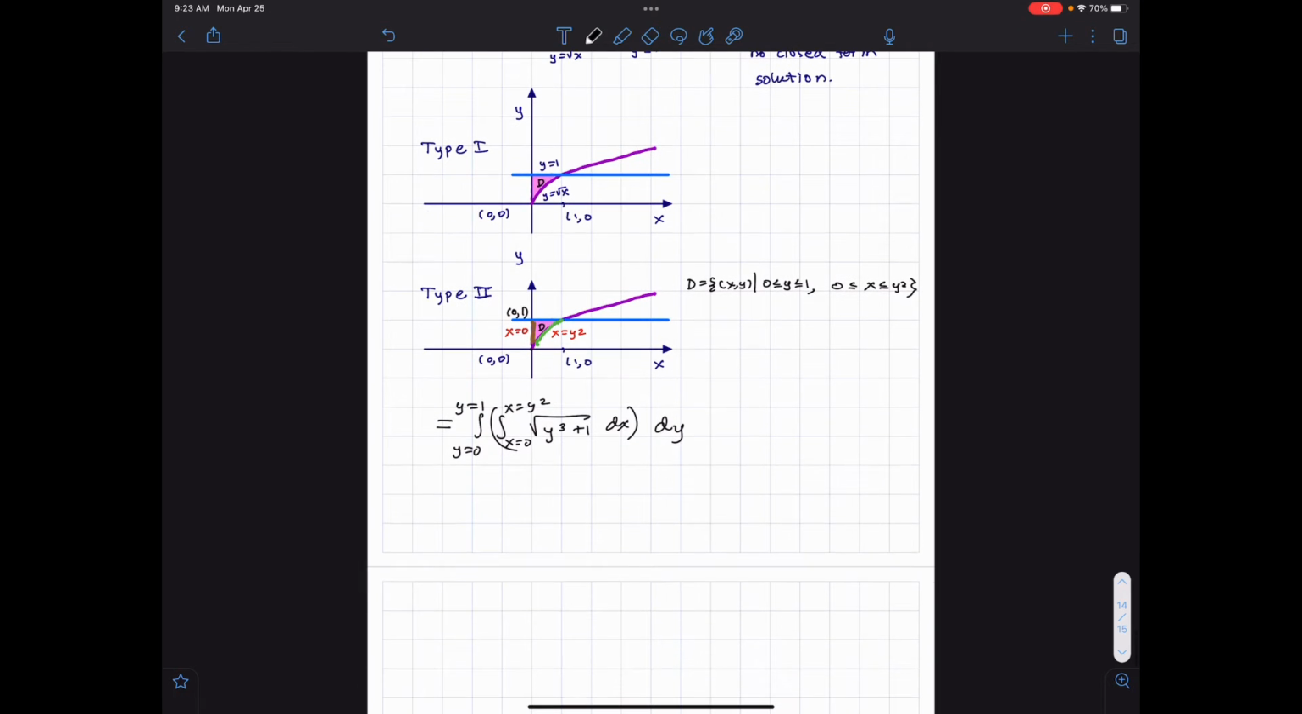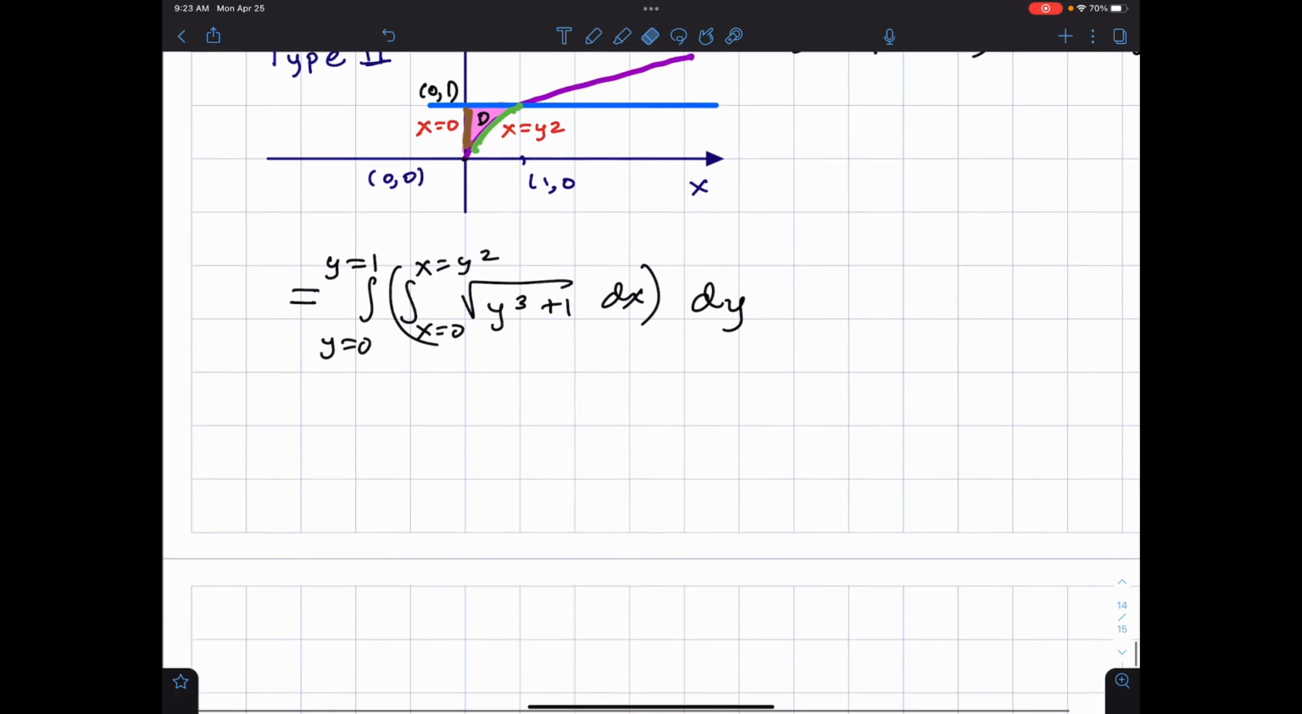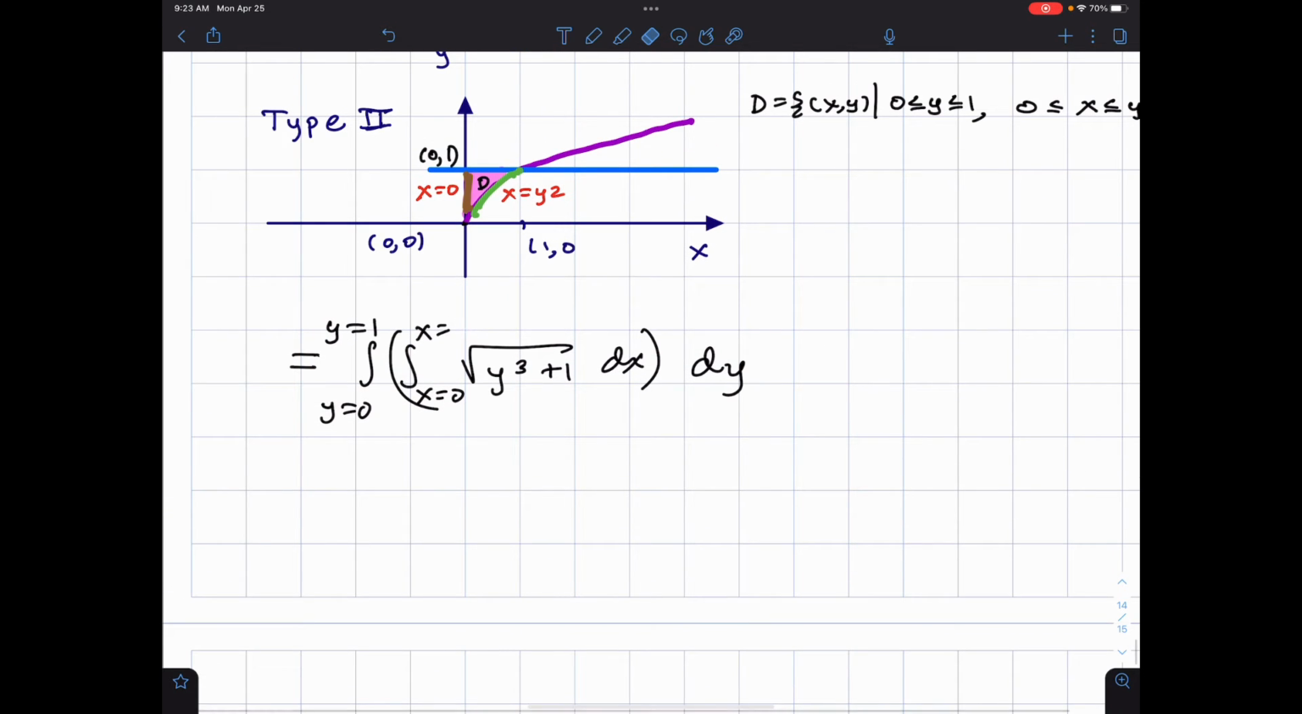Okay, so let's go ahead and integrate. It's not super neat, but I could convert this into typed math. It's sort of cool if I did that. But okay, so see, this part here is a constant with respect to x.